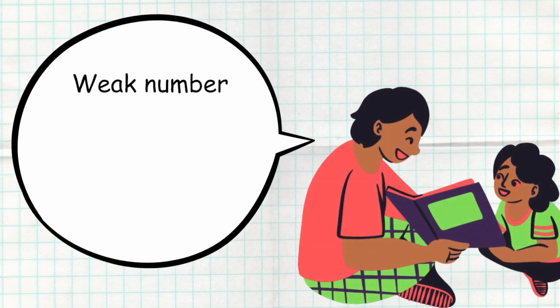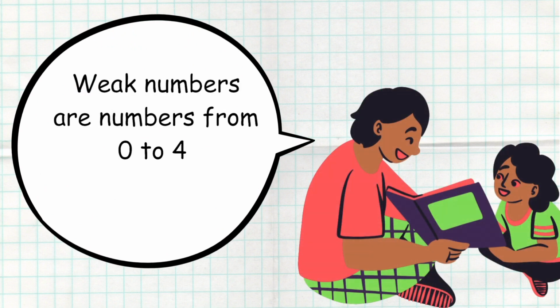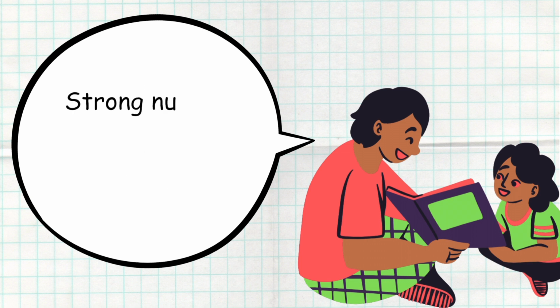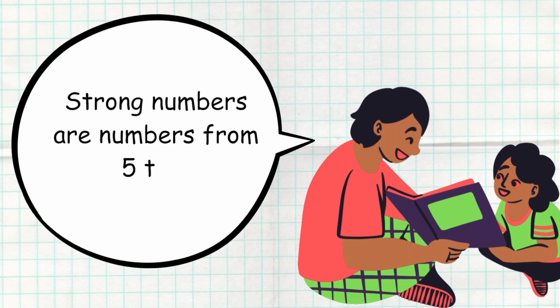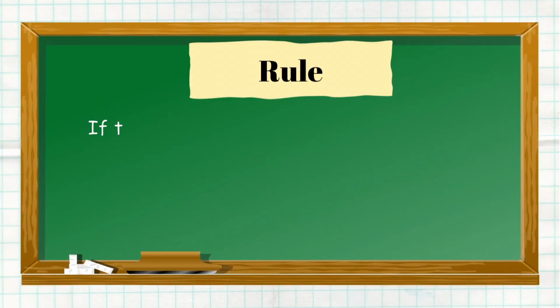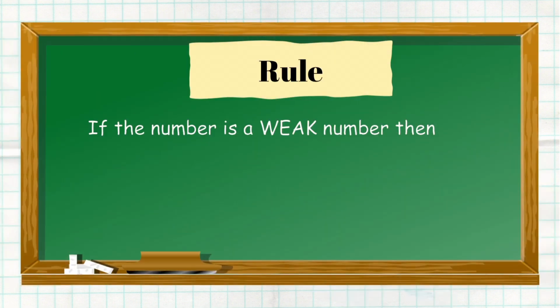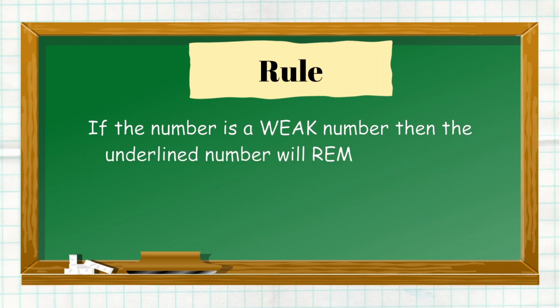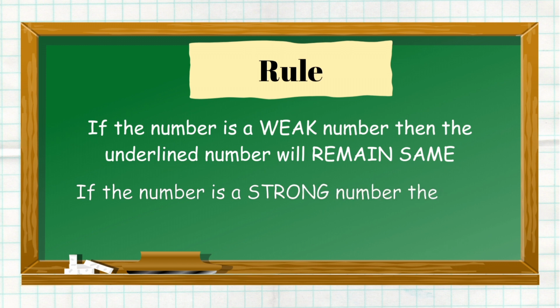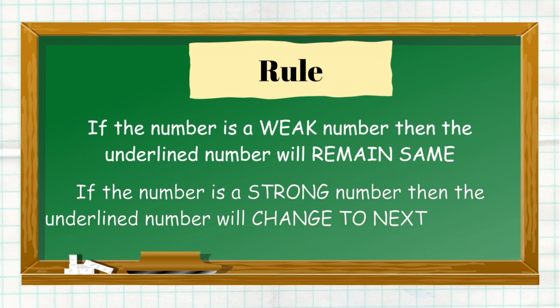Weak numbers are numbers from 0 to 4, that is 0, 1, 2, 3 and 4. And strong numbers are numbers from 5 to 9, that is 5, 6, 7, 8 and 9. Now here there is one rule. If the number is a weak number, then the underlined number will remain the same. And if the number is a strong number, then the underlined number will change to the next number.